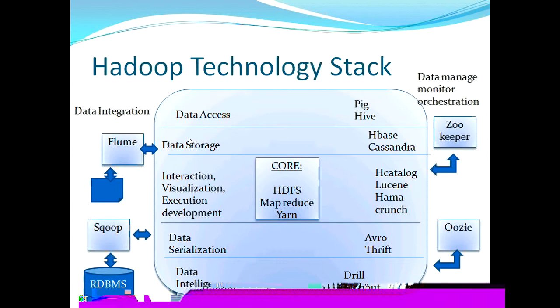Hama is bulk synchronous processing. If we want to work with a large amount of scientific data, we can go for Hama. Crunch is for writing, testing, and running MapReduce pipelines. MapReduce maps, reduces, combines, and shuffles, helping with joining and aggregation of data. Crunch is a good tool. We can use Crunch for all these purposes.